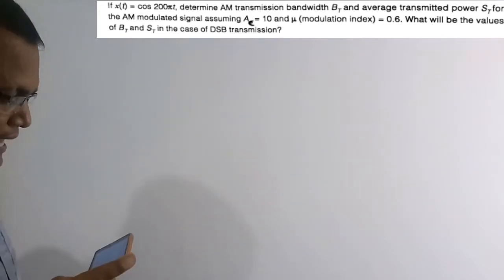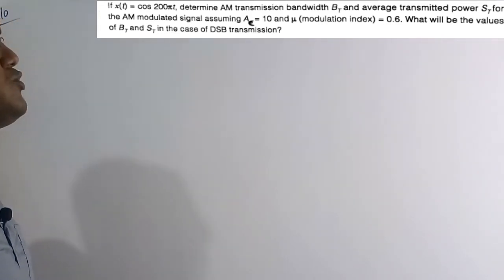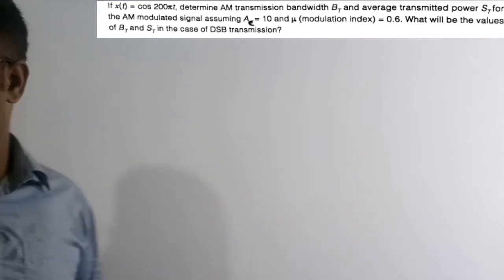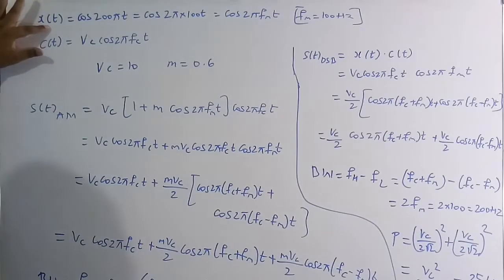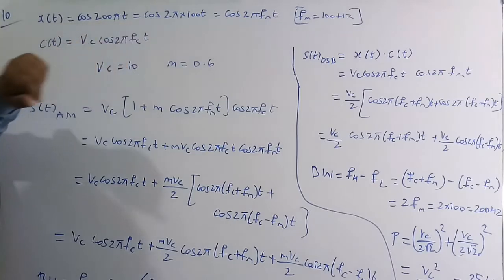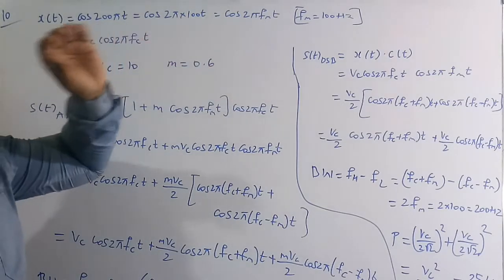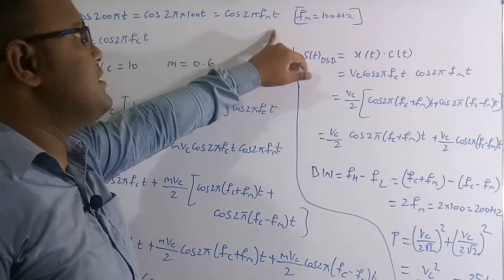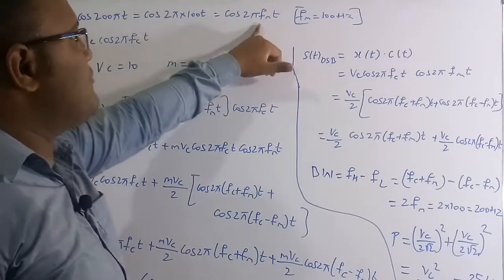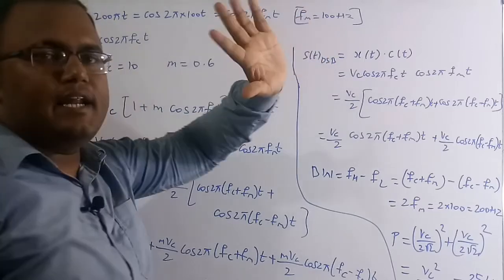So let's solve this numerical, and this question was given in the IES 2012 for 10 marks. So this is the message signal, x of t is equal to cos 200 pi t, which we can write in this fashion, cos 2 pi into 100 t. The basic m of t is nothing but cos 2 pi fm t. So if you see this one, therefore fm, the message signal frequency, is 100 Hz.